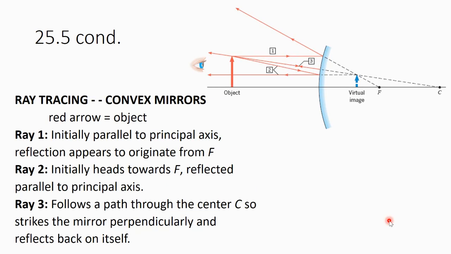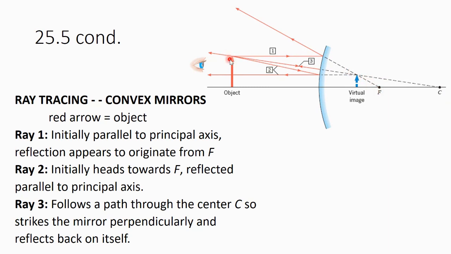Lastly, we have ray tracing for a convex mirror. So we have our red arrow, which is our object, and then we end up with our blue arrow that is our image. So very similar to ray tracing for concave mirrors, our first ray is parallel to the axis and then reflects so that it looks like it originates at the focal point. So we have to extend that reflection so it goes through the focal point. As you can see for a convex mirror, the focal point and the center appear like they are inside of the mirror. So we have to trace that one back through the focal point.